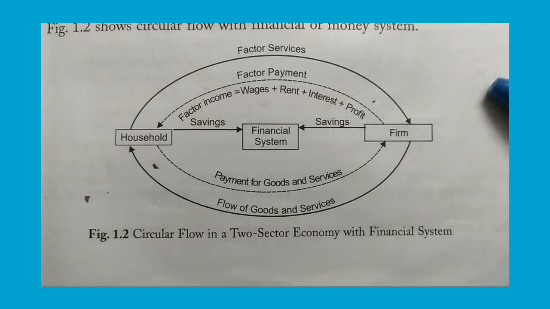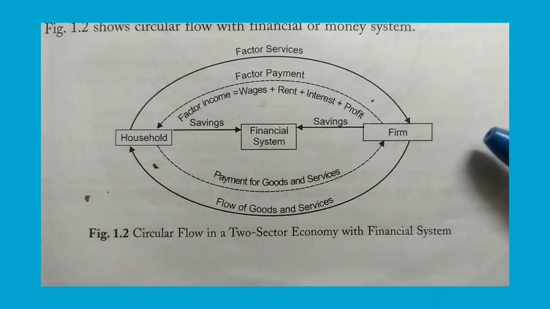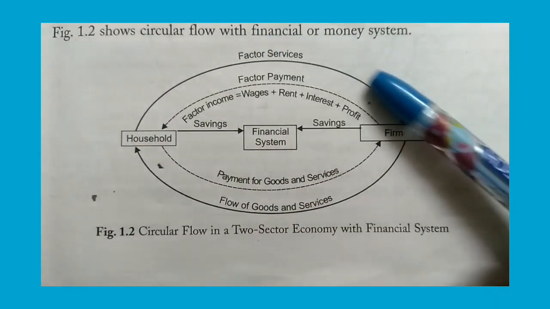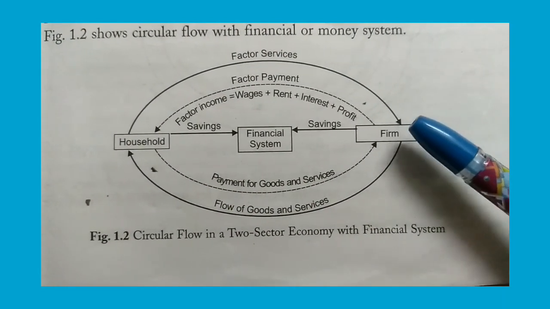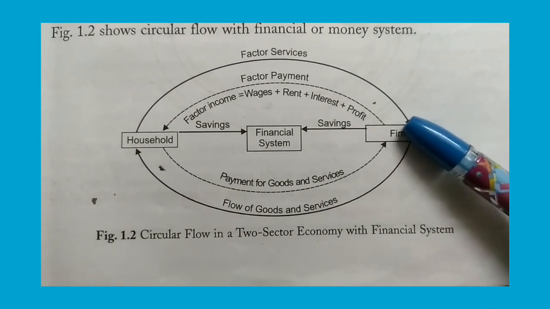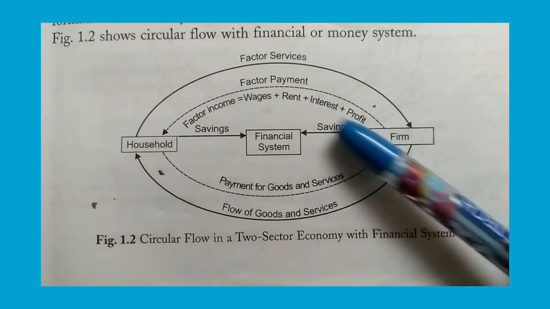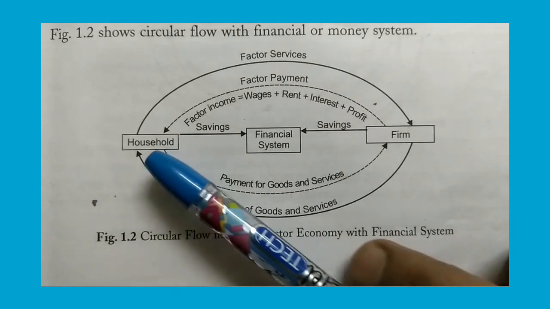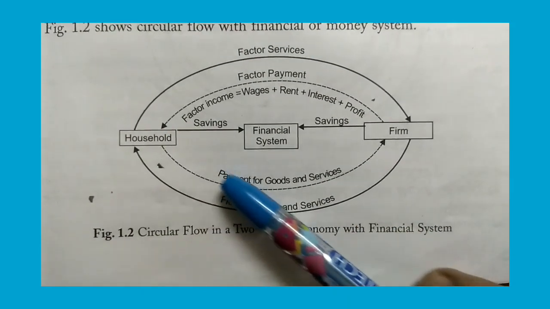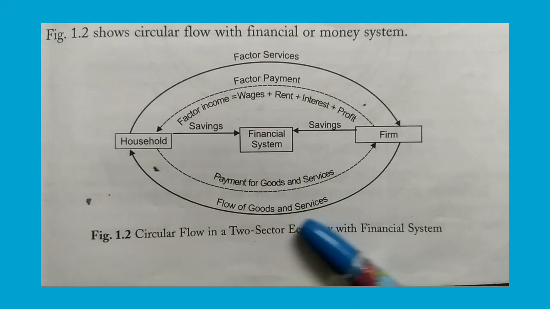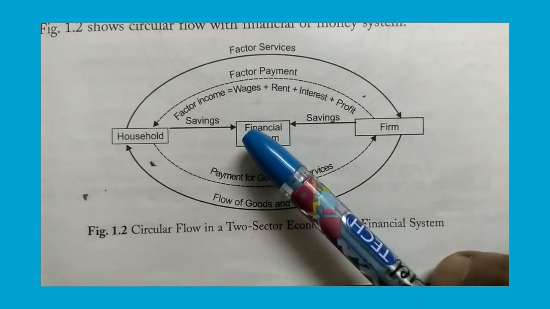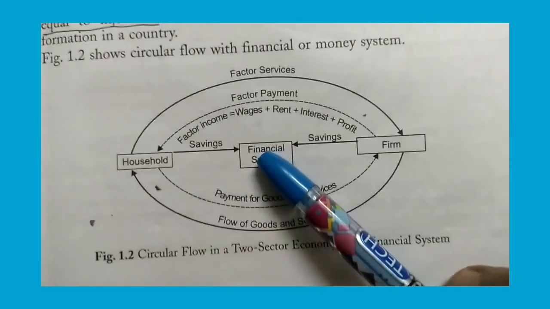See, look at this diagram. This is the household sector, the firm sector. The household sector is giving the factor services, land, labor, capital, organization to the firm. The firm is using these factors and giving wage, rent, interest, profits to the household sector. So the household sector is consuming. For that they are buying the goods and services. The firm is giving goods and services to the household sector. The remaining amount they are saving in the financial system.